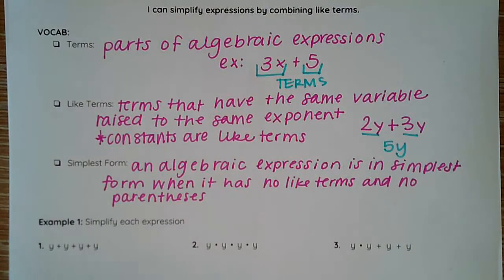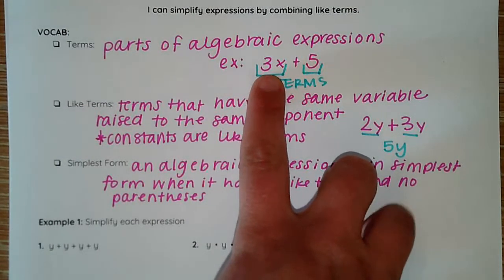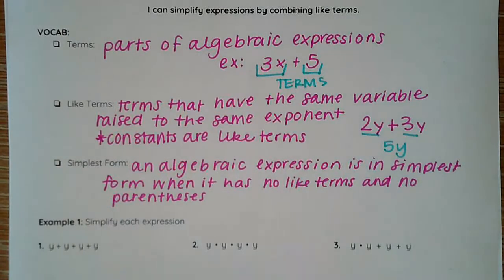Terms, we know, are the parts of your algebraic expression. So 3x is one term and 5 is a separate term. Like terms are terms that have the same variable raised to the same exponent.